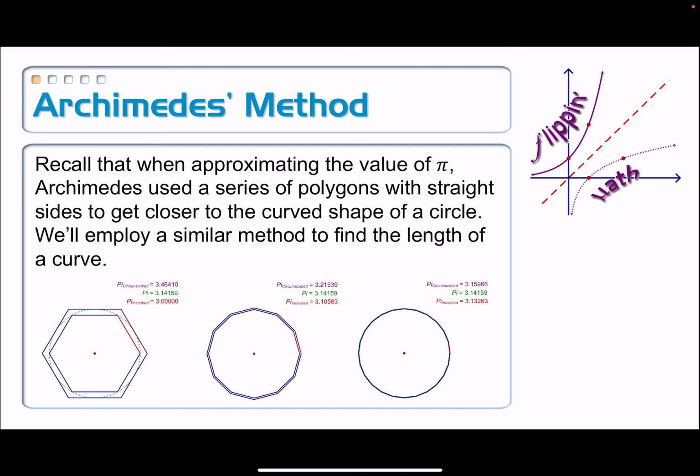So we've seen this series of pictures before. We talked about Archimedes' method. If you've been in this honors geometry program a couple of years ago, you probably even approximated pi by using Archimedes' method. And in this method, Archimedes approximated basically the circumference of a curve, in this case a circle, by using polygons with straight sides. We're going to do something similar in order to find the arc length of some kind of curve.